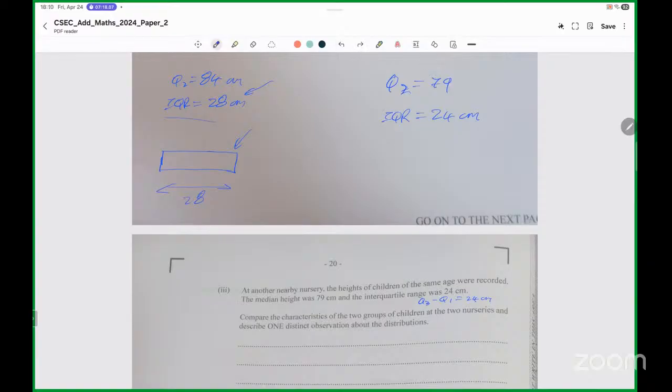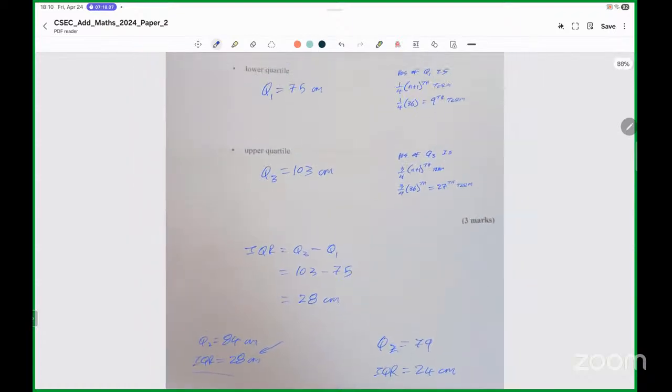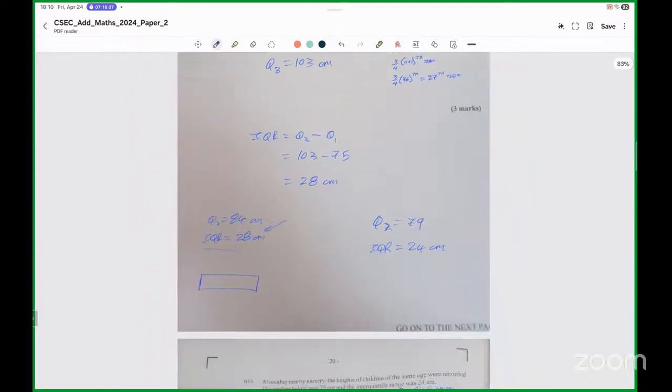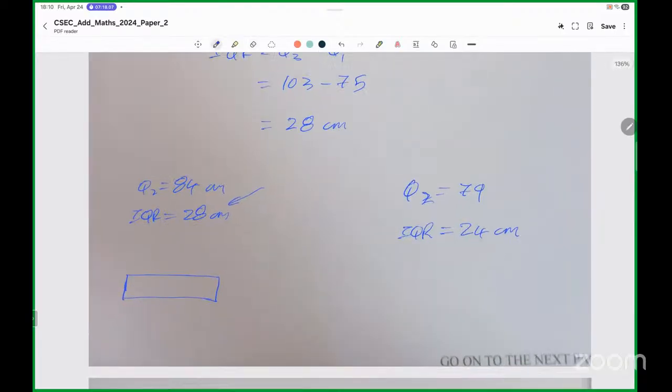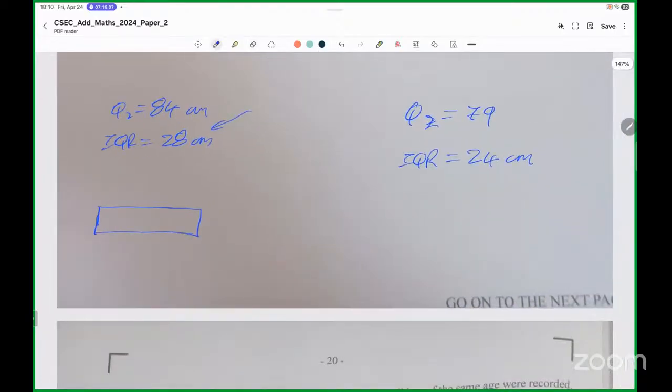That has a higher median than this one. I don't know what specific interpretation I want, but I would just basically state that this one has a wider spread. So the first one is more widely spread. That's the first nursery. The first nursery is more widely spread because it has a wider interquartile range.